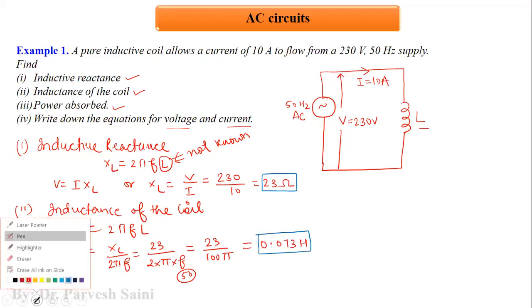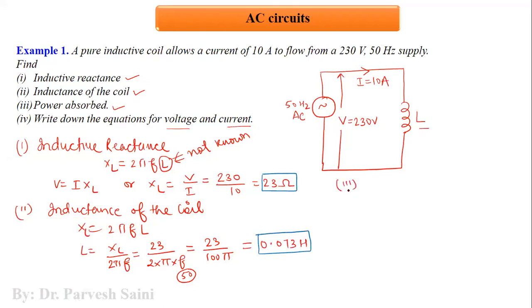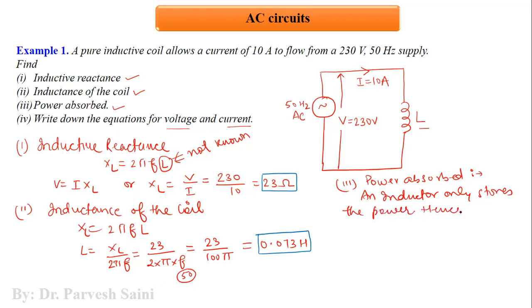Similarly, we can find the third part, which is the power absorbed. As we all know, an inductor does not absorb power, it only stores power. Hence, the power absorbed by an inductor is 0.